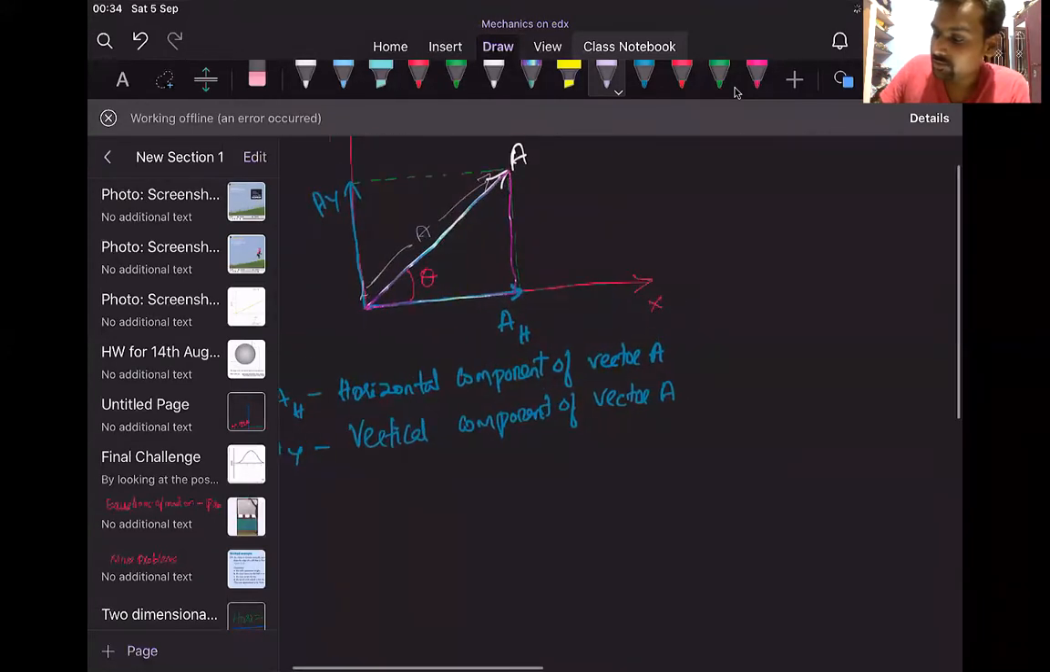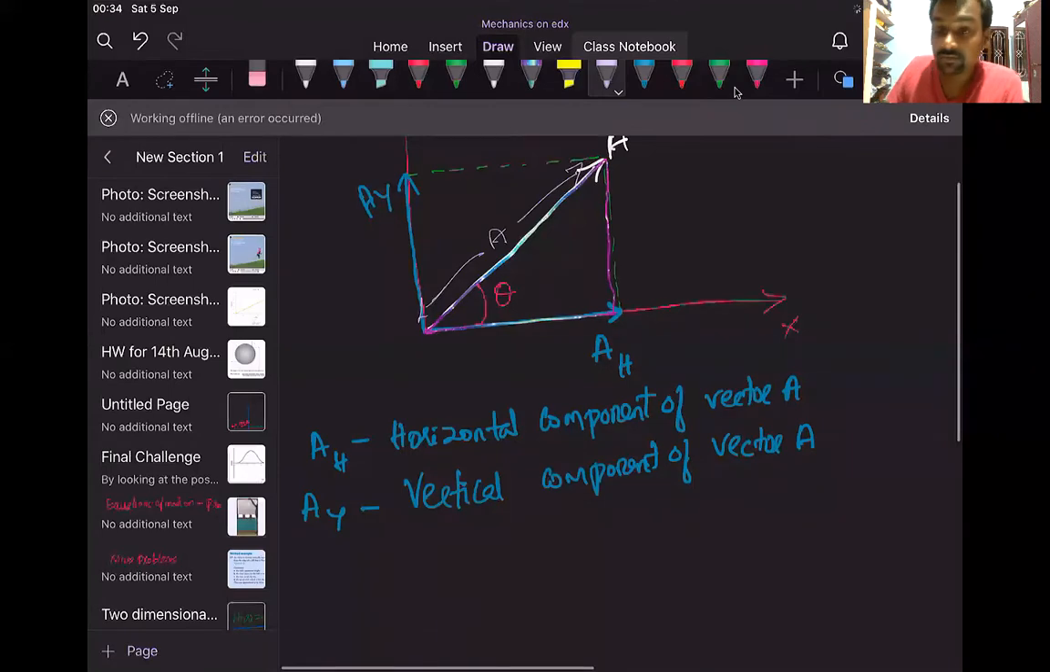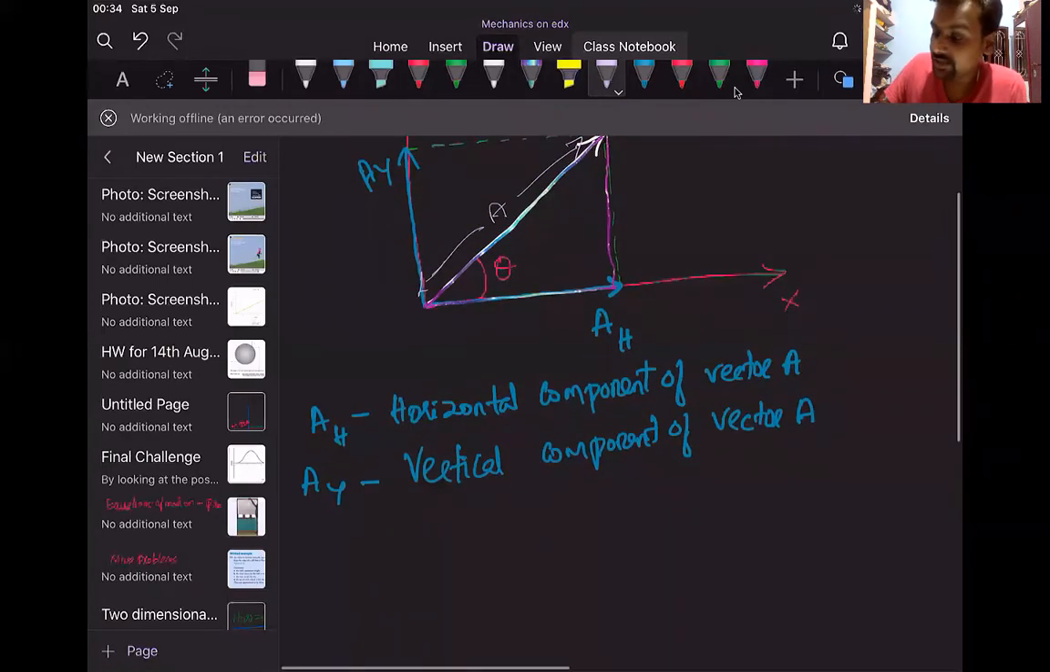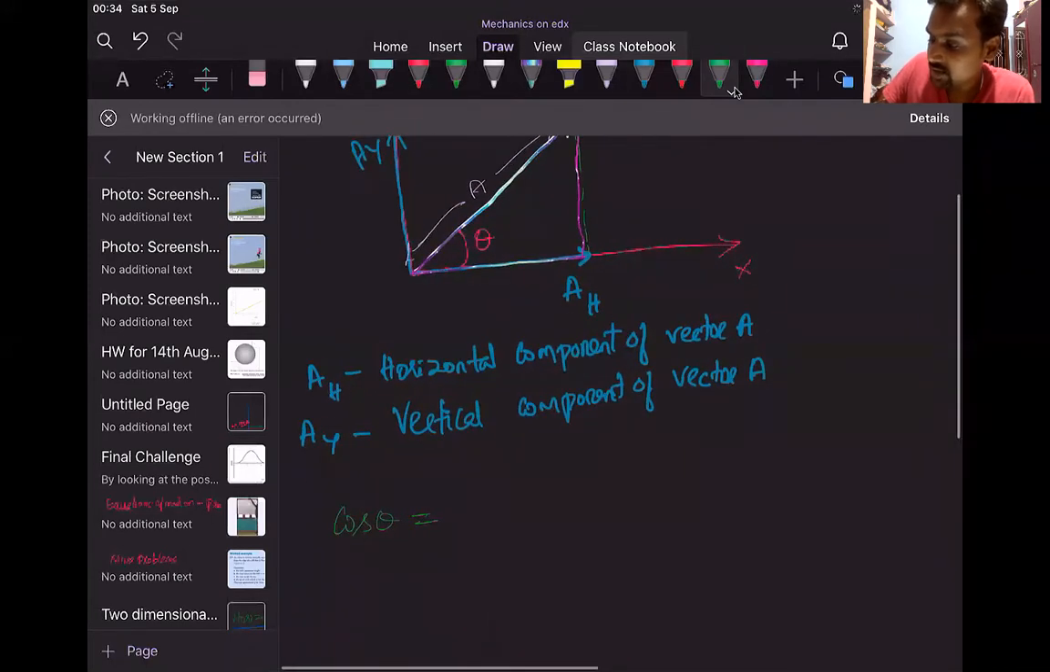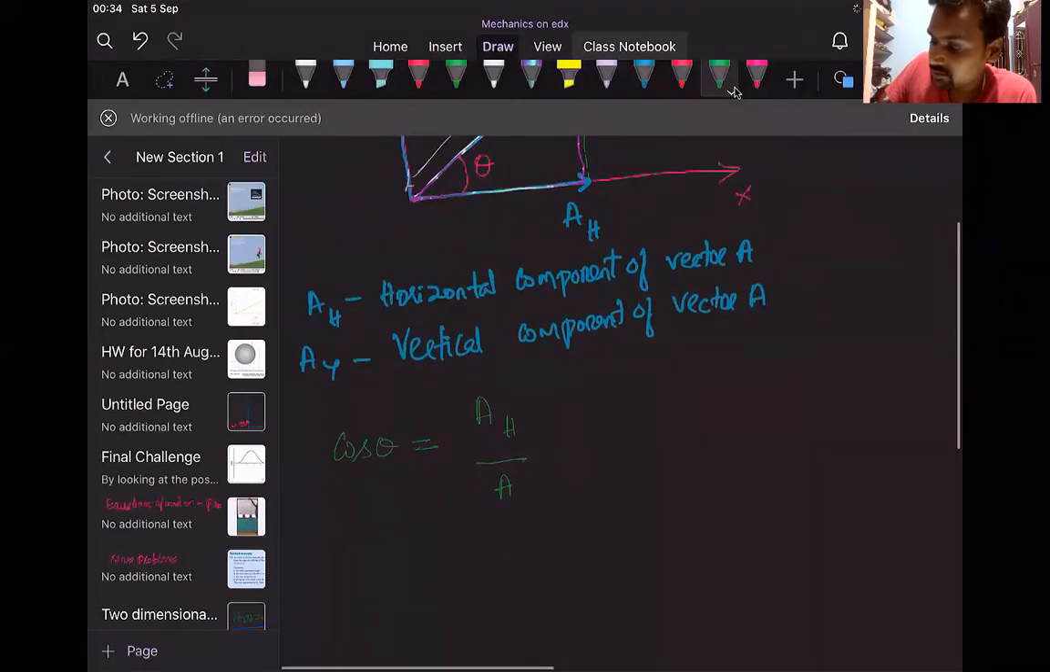So by using trigonometry, I have to find the adjacent side while I have the hypotenuse and the angle. So basically, I have cos theta equals AH divided by A. So which means AH becomes A cos theta.